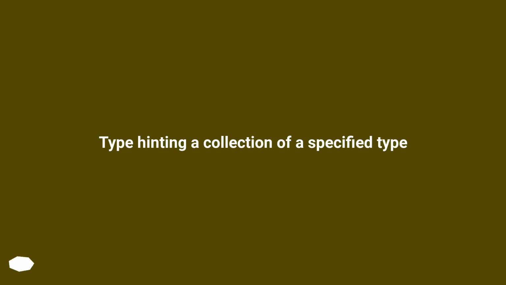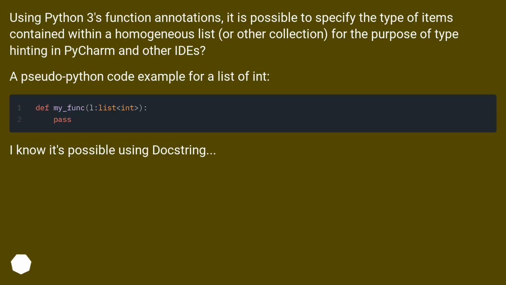Type hinting a collection of a specified type. Using Python 3's function annotations, it is possible to specify the type of items contained within a homogeneous list or other collection, for the purpose of type hinting in PyCharm and other IDEs. A pseudo-Python code example for a list of int.